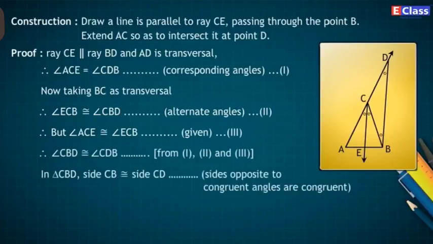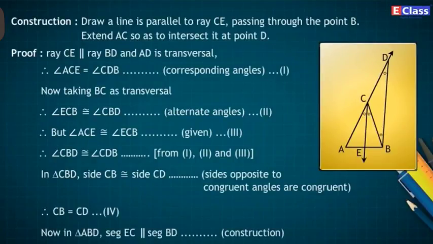In triangle CBD, side CB is congruent to side CD because sides opposite to congruent angles are congruent. Therefore, CB is equal to CD. Let us mark it as statement 4.